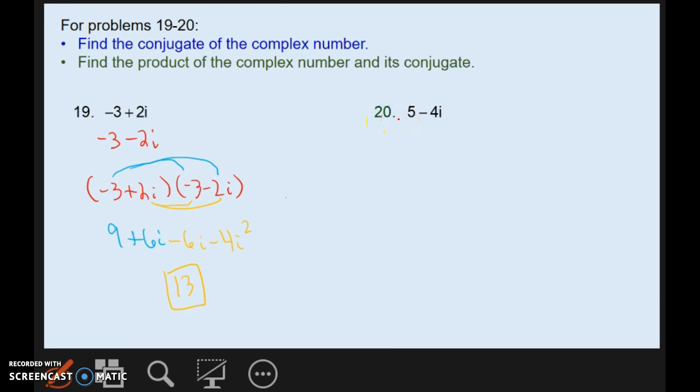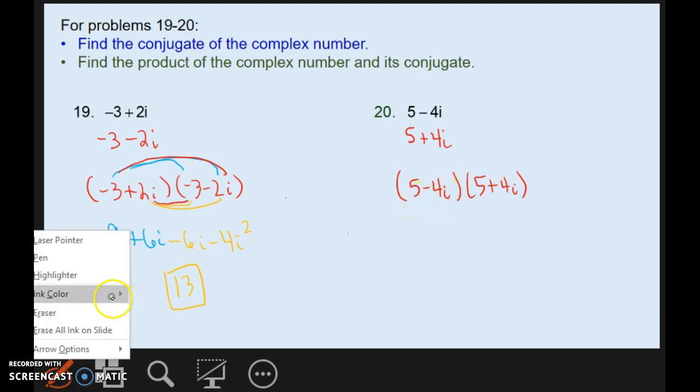Same thing on number 20. I've got 5 minus 4i, so my conjugate there would be 5 plus 4i. So multiplying those together, 5 minus 4i times 5 plus 4i. You want to be smart about this because I've noticed twice already that when we had conjugates, the i term, that term in the middle, would eventually cancel out, which is exactly what I want to have happen. So I actually didn't need to multiply this part right here or this part right here. So I'm going to be smart about it and just multiply the pieces that I really need.